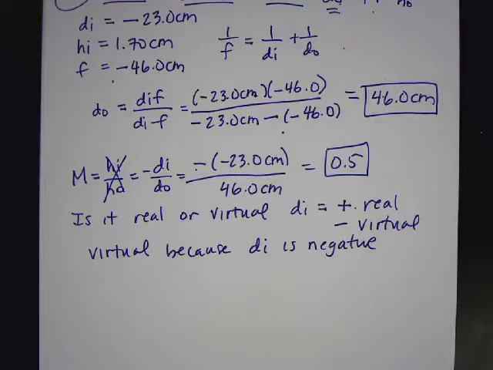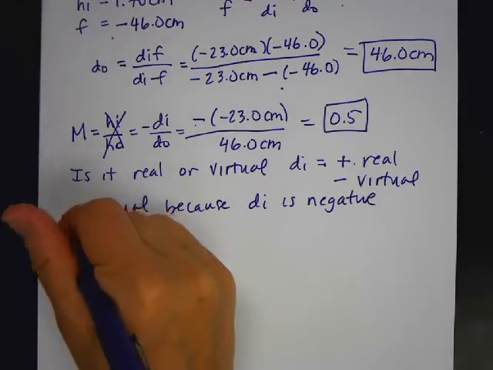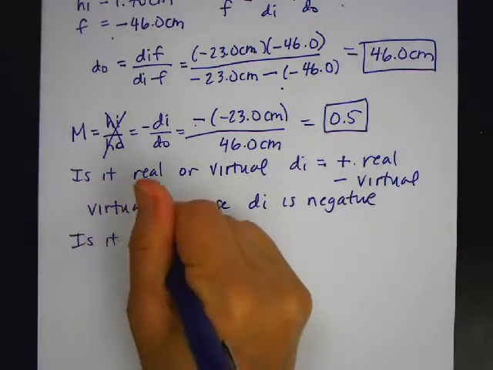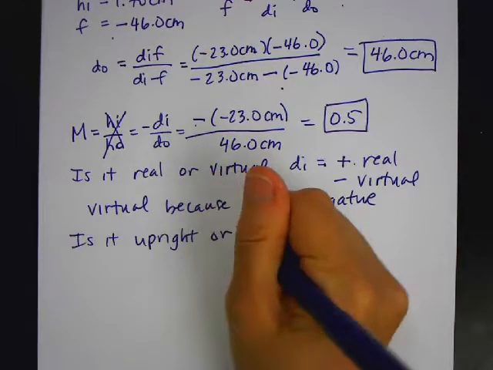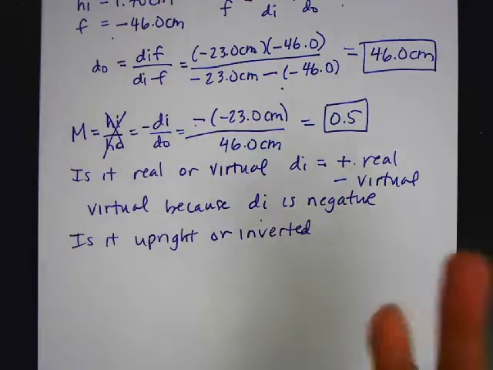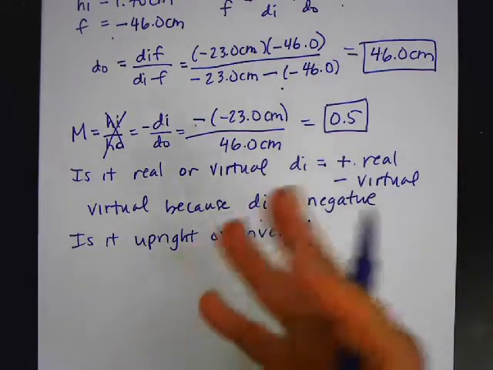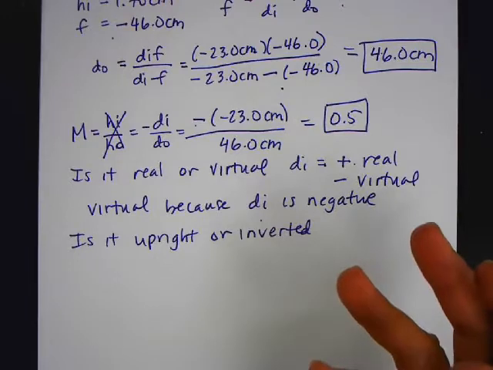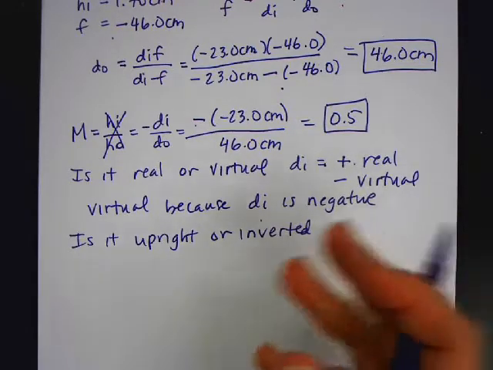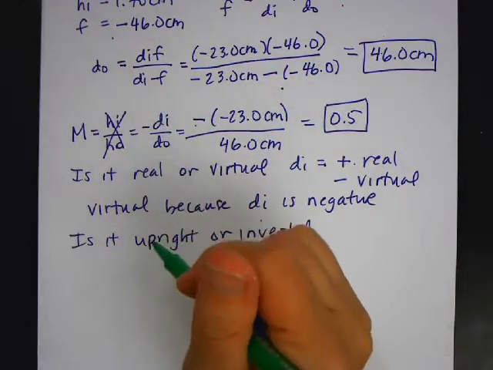What was the next thing they asked? Is the image upright or inverted? And the reason I'm doing this is because we're going to have the same thing on a FRQ on a test. Okay? We're going to draw a ray diagram, and we're going to do a problem where we're going to have to work it out mathematically, and I'm going to ask you all these same questions. So how do we know if it's upright or inverted?